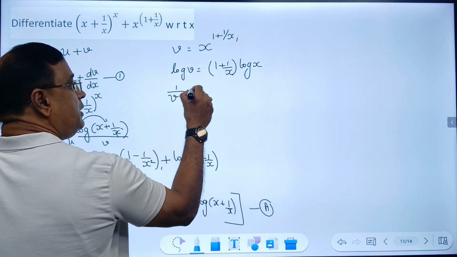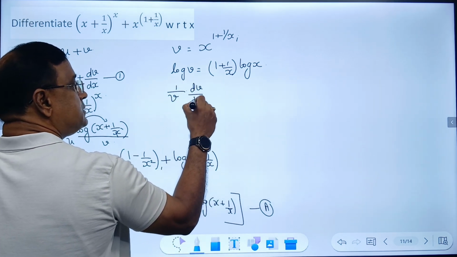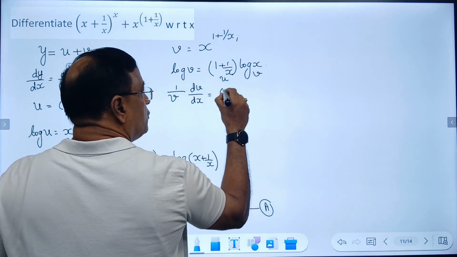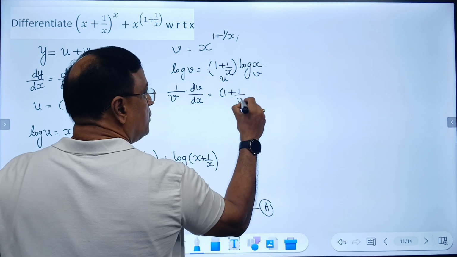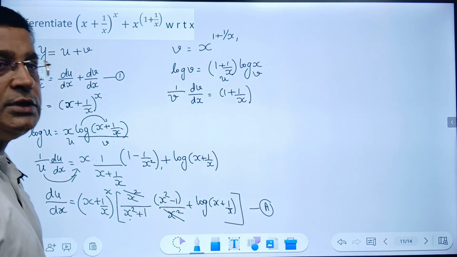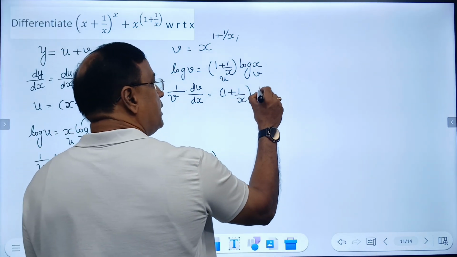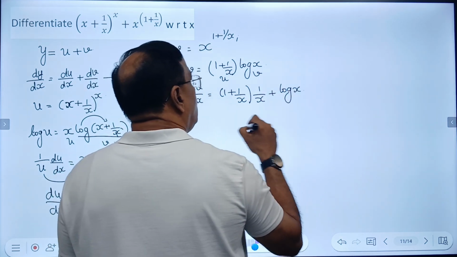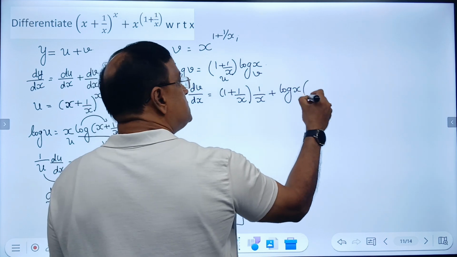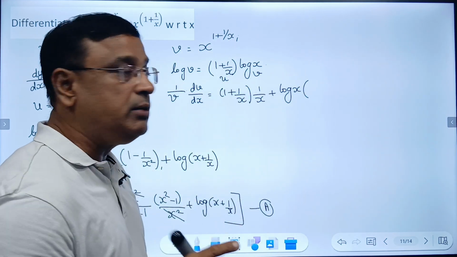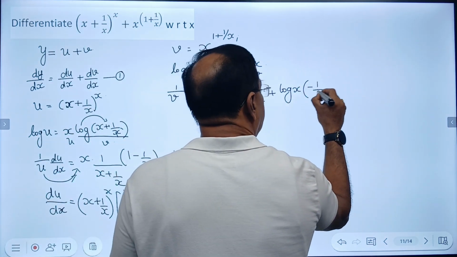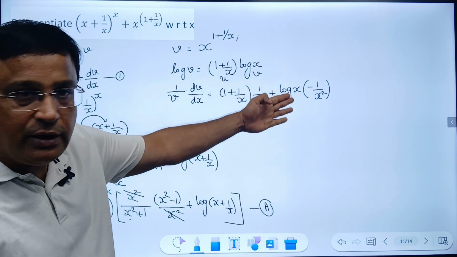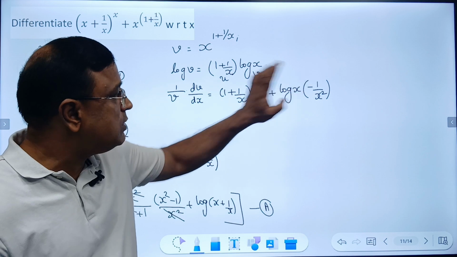Chain rule. 1 by v dv by dx is, here I am going to use product rule. This is my u and this is my v. So u into, what is differentiation of log x? Differentiation of log x is 1 by x plus v. V is what? Log x into, what is differentiation of 1 by x? Differentiation of 1 is 0, so I am not writing it, and differentiation of 1 by x will be minus 1 by x square. I hope that is clear.